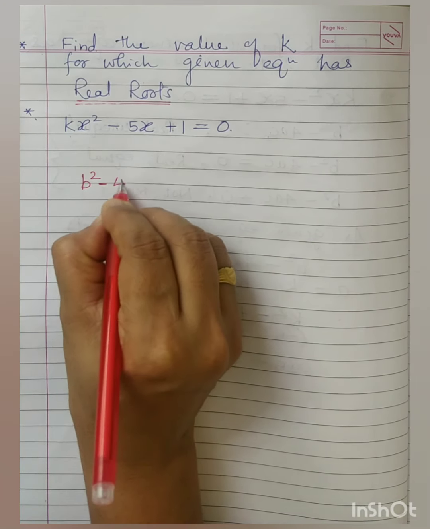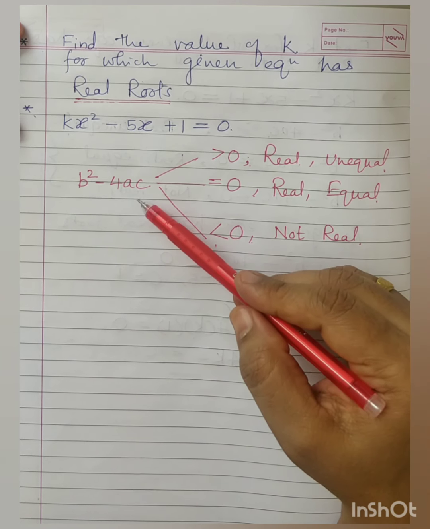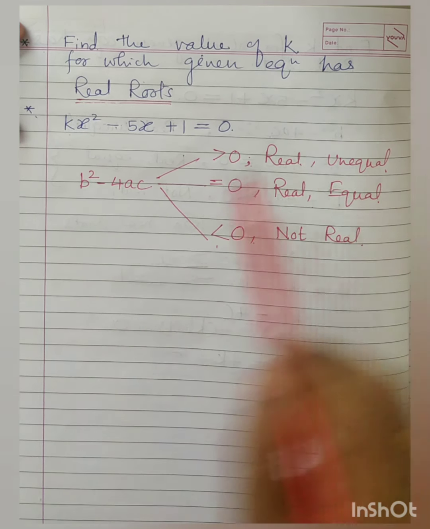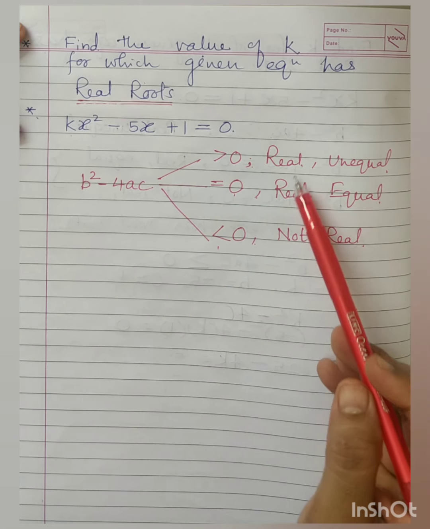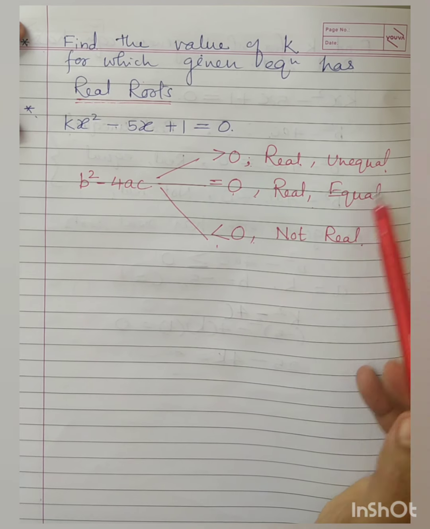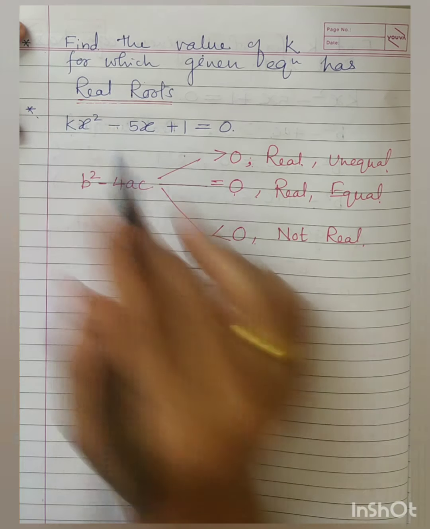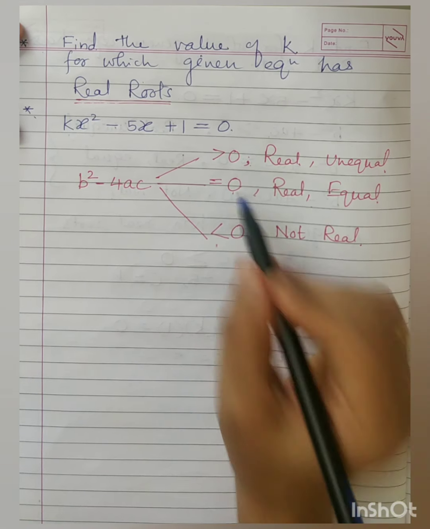Why have we revised this? To understand that when we say only real roots, actually there are two conditions. If b square minus 4ac is greater than 0, then the roots are real. If b square minus 4ac is equal to 0, then also the roots are real. Now in the first case they are unequal, in the second case they are equal. But since here only real roots are mentioned, we will have to have both the conditions here.